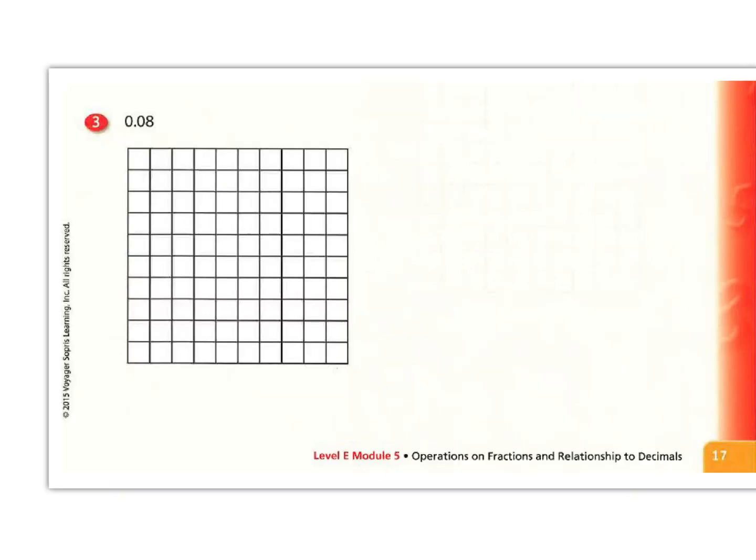Here we have 8 hundredths. Well, again, if we have 8 hundredths, we know that this is a 100 square. There are 100 squares in it. So if I need only 8, I'm going to shade in 1, 2, 3, 4, 5, 6, 7, 8. So there is 8 hundredths.